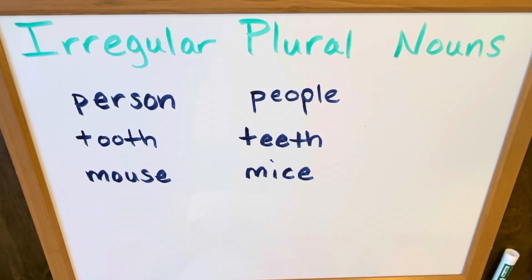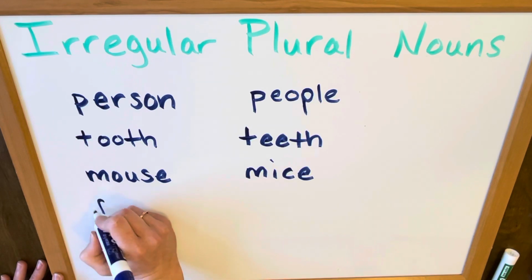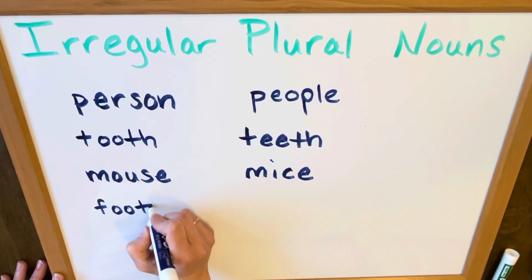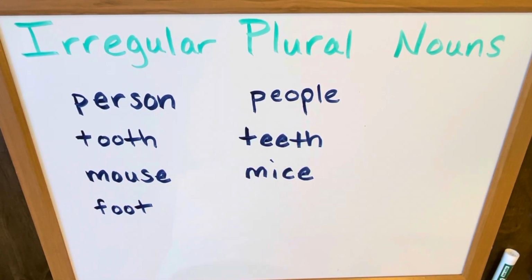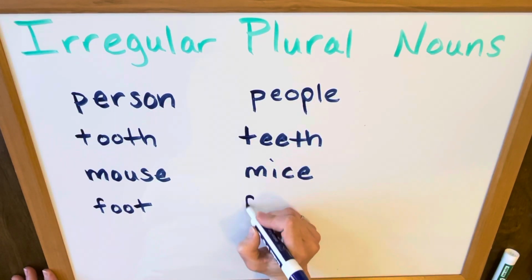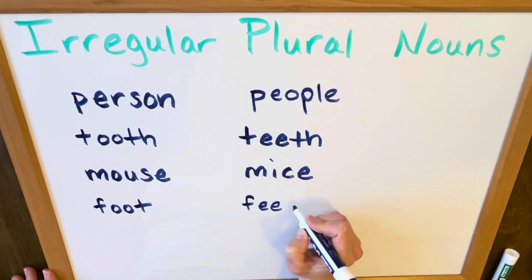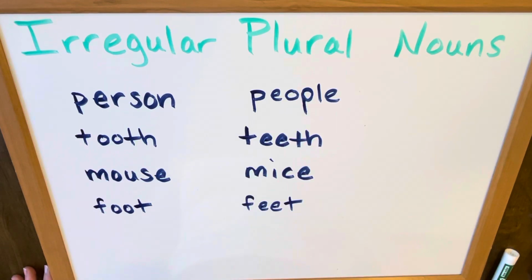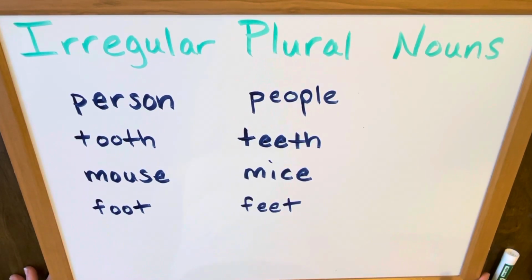Another one would be foot. I might have a sore foot, or if both of them are sore, I have two sore feet, right? I don't have two sore foots. That doesn't sound right, and that's not how we say it. We say, I have two sore feet, okay?